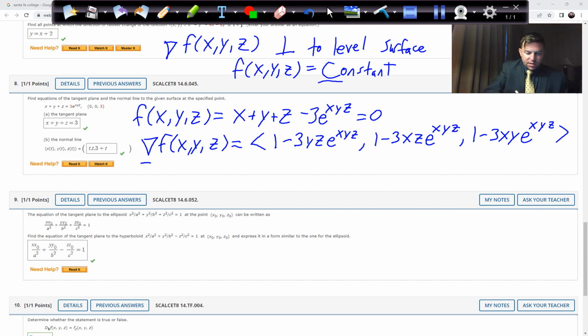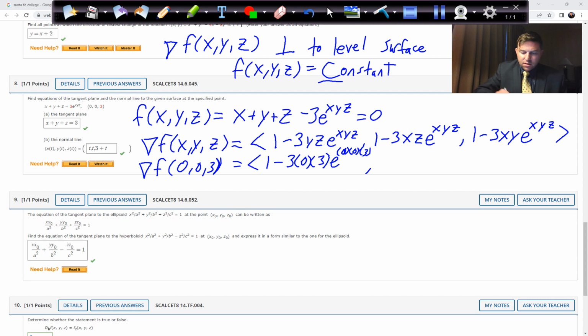Now luckily they gave us a nice point again. The point is 0, 0, 3. So all x's and y's are 0, and z is 3. I guess I'll write it, but really I don't have to write this because anything that has an x or y in it is going to totally get wiped out. So this 0 right here is going to kill everything in this. So this whole thing is just going to be 1.